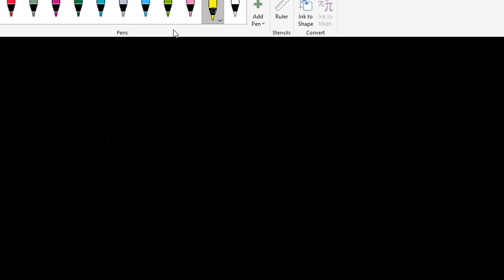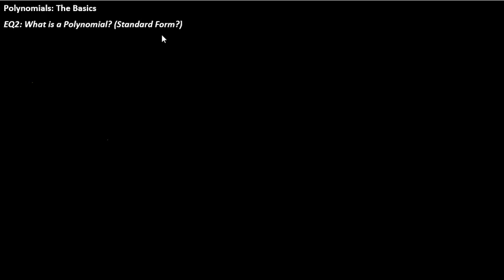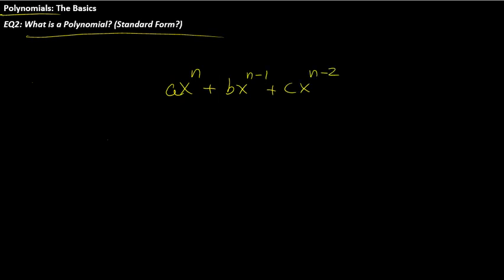So just a whole lot of applying this stuff, really. None of this is really that new or that difficult. What's new is the concept of something called a polynomial. A polynomial, if we give it in standard form, looks like this: ax to the n plus bx to the n minus 1 plus cx to the n minus 2, and so on and so on.